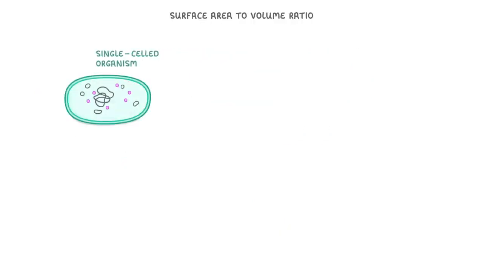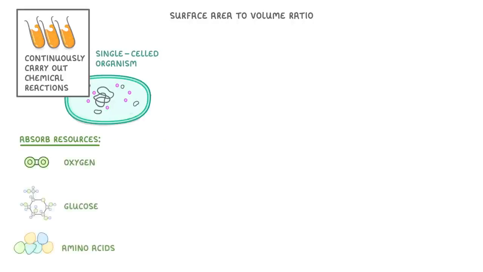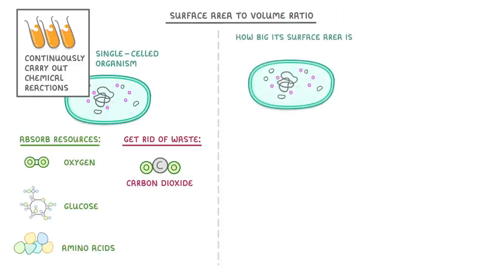To start, let's imagine a single-celled organism. In order to survive, this cell has to continuously carry out loads of chemical reactions, building up and breaking down molecules. To do this, it needs to absorb resources like oxygen, glucose, and amino acids from its surroundings, and then it also needs to get rid of any waste products that it produces, like carbon dioxide. How well it can do this depends on its surface area to volume ratio, which is basically a measure of how big its surface area is, so this area around the outside, compared to its volume, which is all of this space inside the organism.